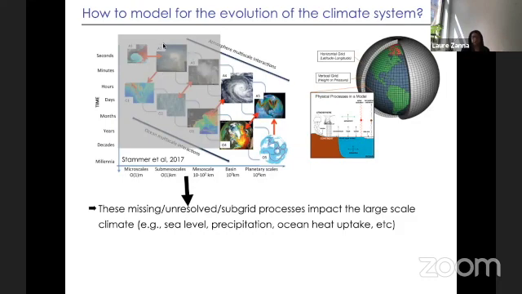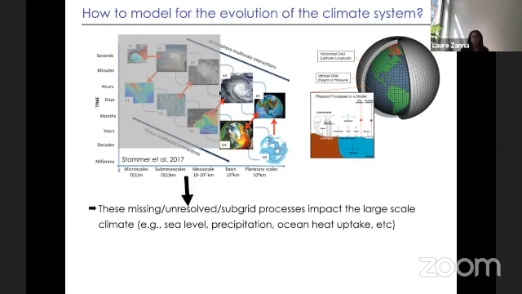So in these little diagrams, this is the length scale, this is the time scale. The small scales that are below the grid box size of the model I'm considering are not represented. A typical resolution of a climate model is about 100 kilometers or so.